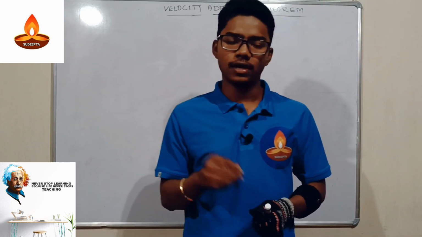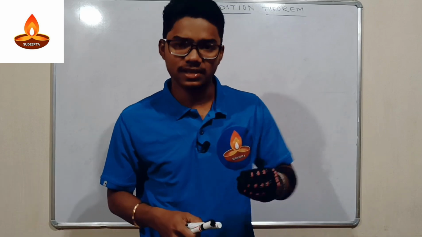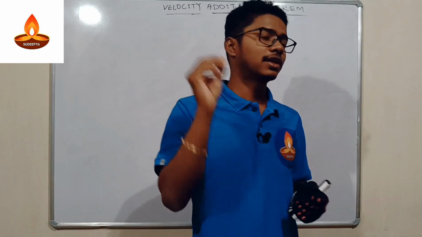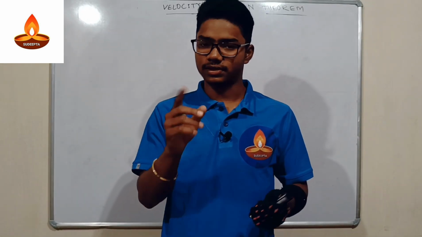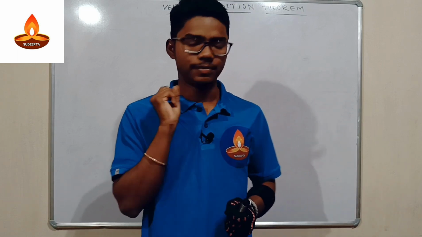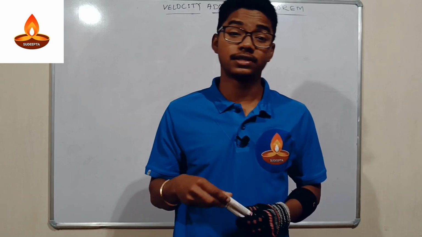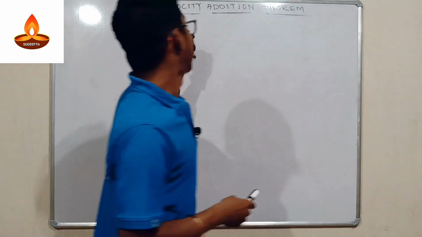So in the previous video we discussed the relativistic mass derivation, right? What is the formula? That is m is equal to m naught upon the square root of 1 minus v square upon c square. We derived that in the previous lectures. If you have not watched that, then go and watch it. And if you remember, I used a formula separately in that, the velocity addition theorem.